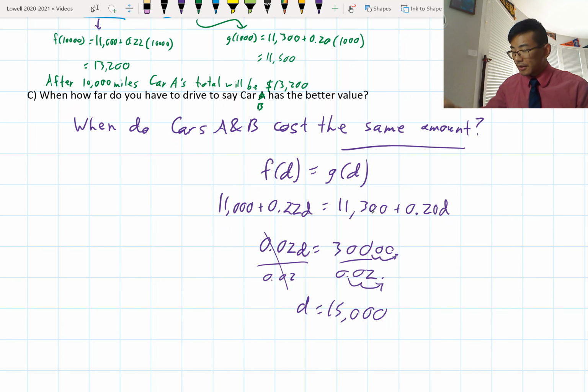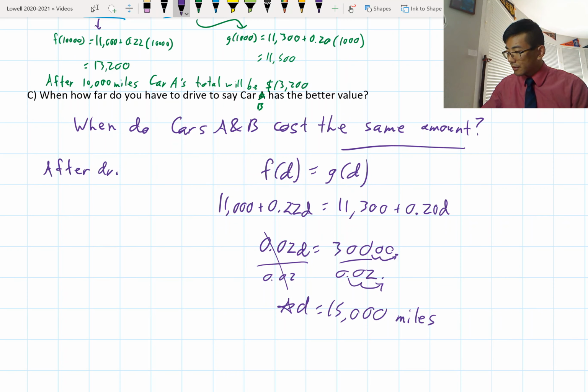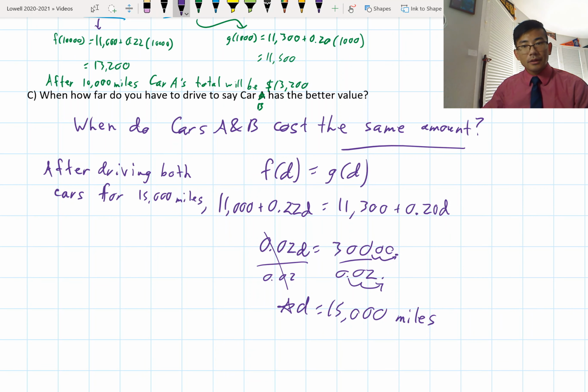So what does this mean? Remember, D is in miles. Let's not forget that. So this means that after driving both cars for 15,000 miles, the cars' total cost is the same.